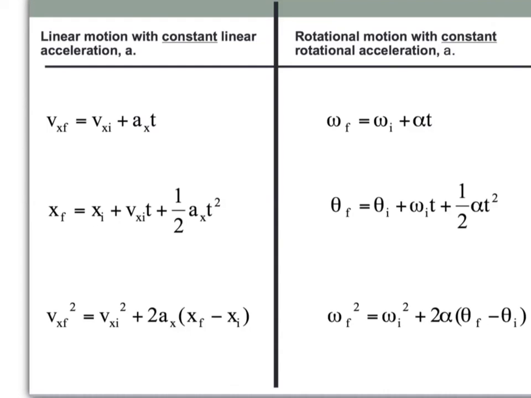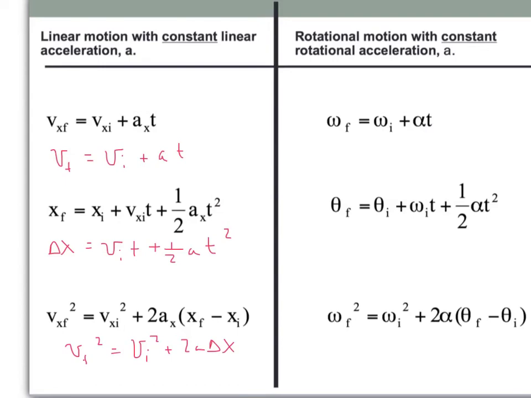So what we see here are the three equations that we had. They just look a little bit different because I copied this from a certain place. But we have our Vf equals Vi plus at. We have our delta x equals Vi t plus 1/2 at squared. And we also have our Vf squared equals Vi squared plus 2a delta x.